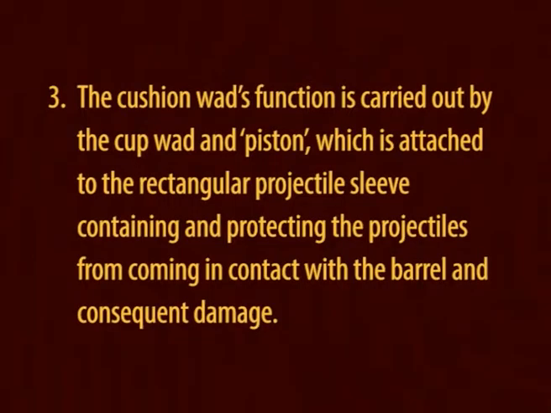The cushion wad's function is carried out by the cup wad and piston, which is attached to the rectangular projectile sleeve containing and protecting the projectiles from coming in contact with the barrel and consequent damage. The sleeve has cuts along the edges in its frontal part. The four sides of the sleeve open up and fan out along the cuts when the sleeve comes out of the muzzle. The sleeve gets separated from the projectile charge. The sleeve, being lighter, falls down. It does not interfere with the shots in their flights.